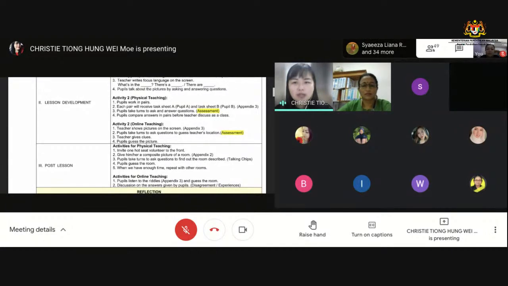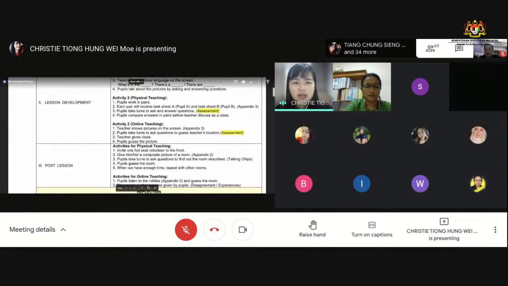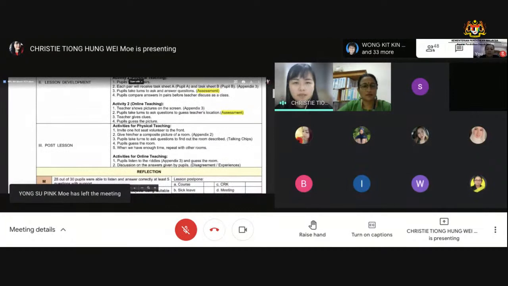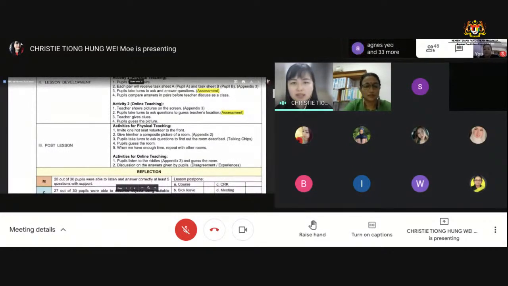This is to assess whether they are able to use the focus language, which is what is in the room and what is in your living room. The one who responds needs to say there is a, there are. Before we proceed, the pupils will also need to compare their answers in pairs before the teacher discusses as a class. As for online teaching, this is what I did.